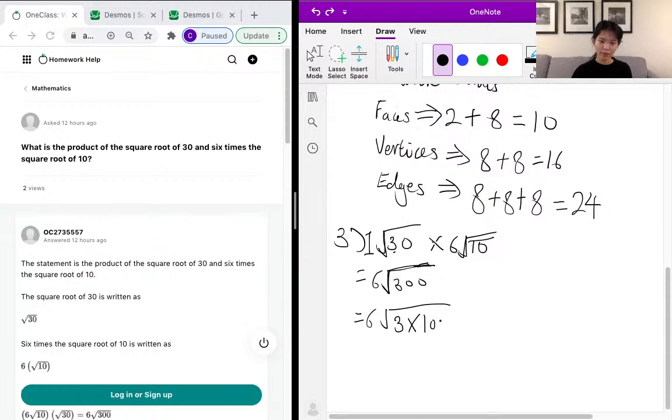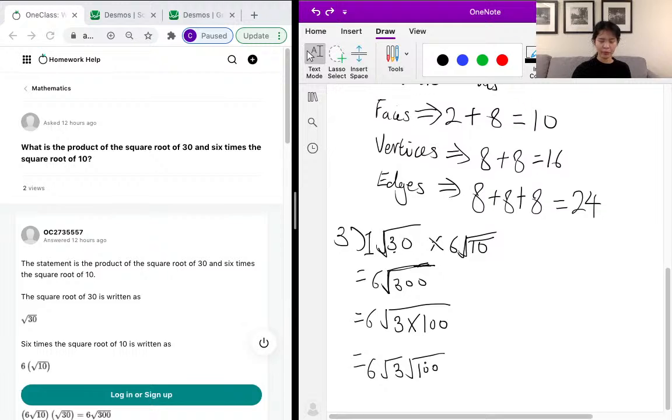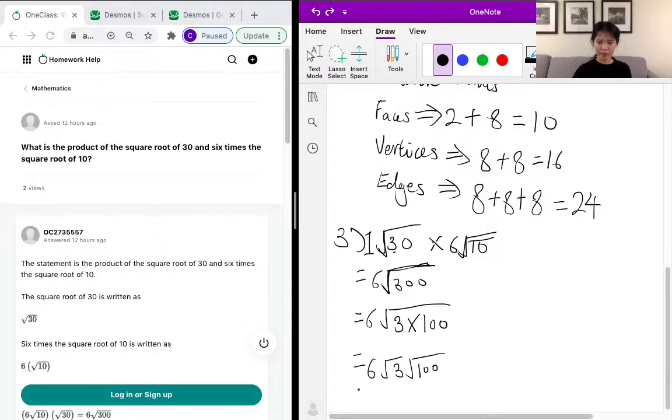And 300 is very straightforward. It's just 3 times 100, which we can separate into root 3 times root 100. And we know that the square root of 100 is just 10. So we have 6 root 3 times 10, which is 60 root 3. And that is our final answer right over here. That is the product of root 30 and 6 root 10.